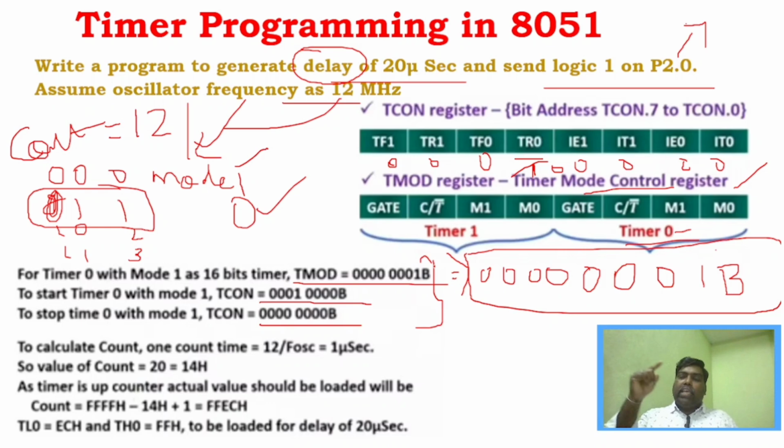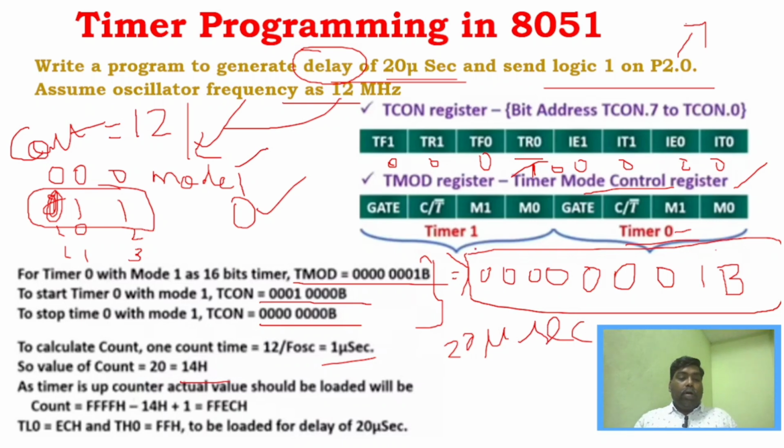But from which count does it have to start so that it can generate a 20 microsecond delay? For that I need to find out the count value. The count value is 12 divided by the oscillator frequency, which is 1 microsecond: 12 divided by 12, 1 microsecond. But here we have 20 microseconds, so the total count will be 1 into 20, which gives you 20 microseconds. The hexadecimal value for that 20 will be 14H.